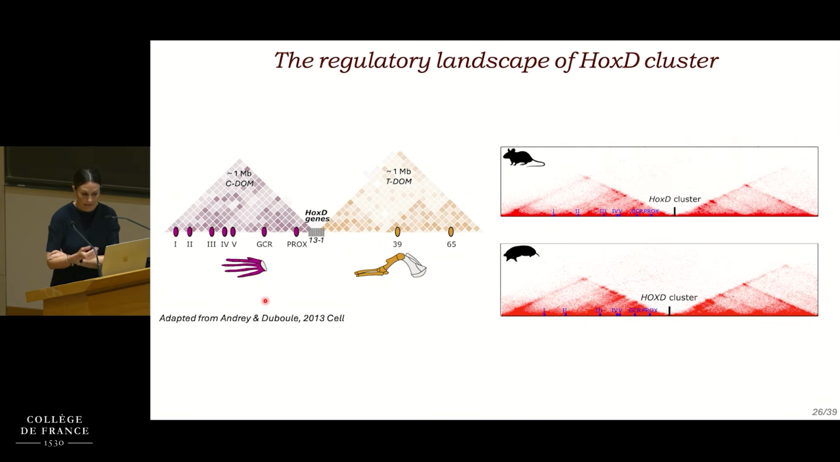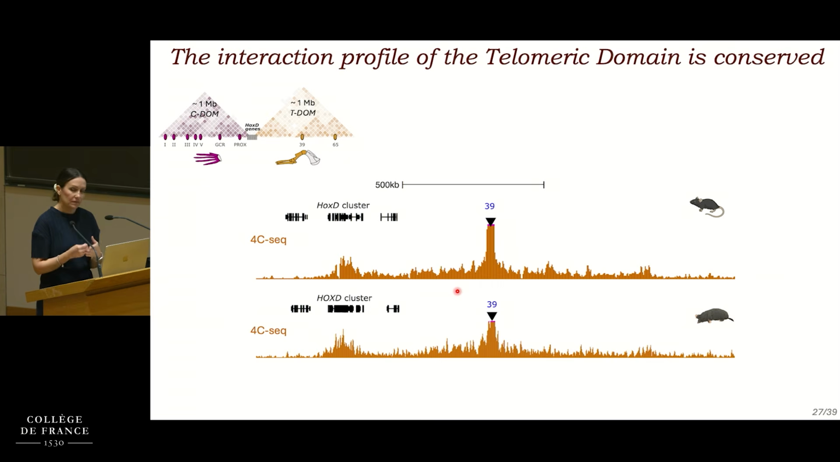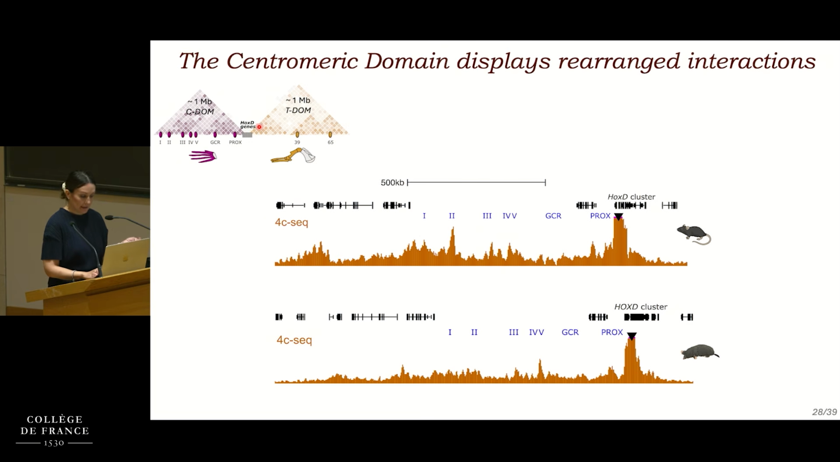And when I compare the regulatory landscape of the mole and the mouse on a large scale, they are pretty much conserved. So we see this bimodal distribution in both species. Then I went into more detail and performed a 4C-seq experiment, which is a variant of the Hi-C experiment, but where you put a viewpoint, so you interrogate with one region how it's interacting with the rest of the genome. So we put the viewpoint first in the telomeric domain and observe no difference between the mouse and the mole. But when we put the viewpoint into the HOXD12 cluster, we see some difference with the C domain.